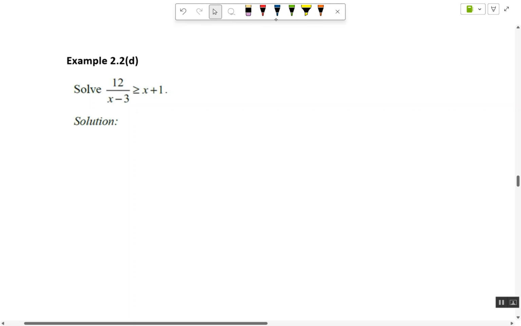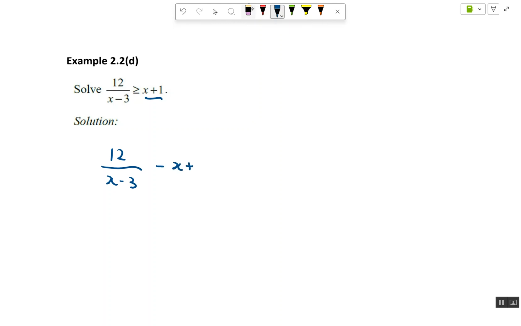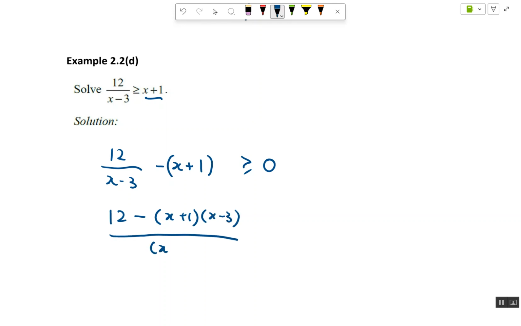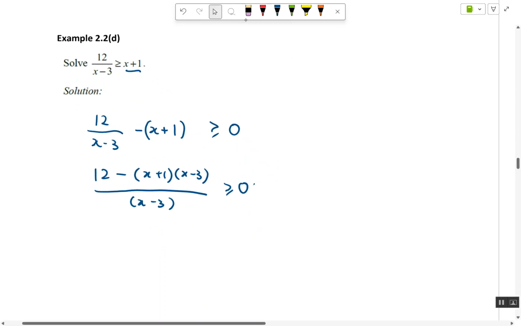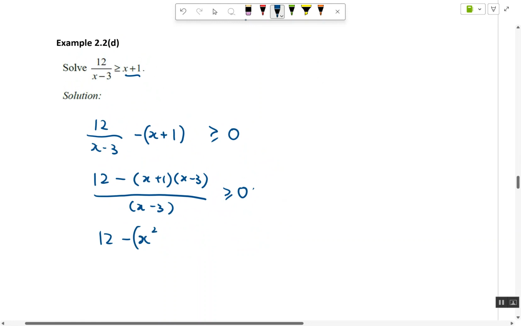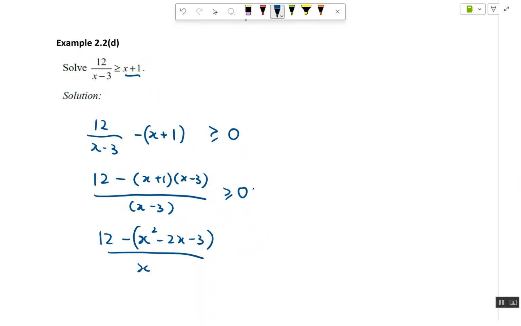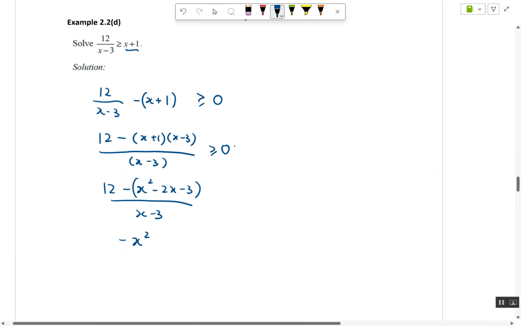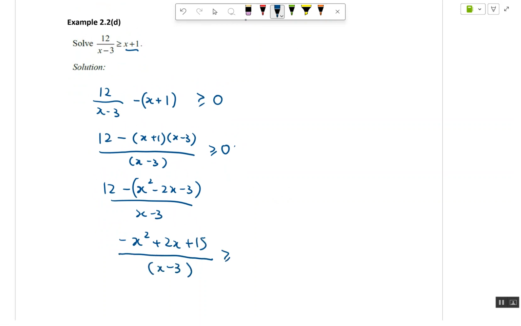Okay, next, when you cannot cross multiply, do I know x plus minus 3 is greater than 0? I do not know. So I need to make a common denominator first by bringing this over to the left side. So if this is minus x plus 1, in a bracket together, greater than or equal to 0. If I make it a common denominator, I will have 12 minus (x plus 1) times this, common denominator, greater than or equal to 0. And then I will have 12 minus x, be careful, (x squared minus 2x minus 3) over x minus 3. Then I will have negative x squared plus 2x plus 15 over x minus 3 greater than or equal to 0.